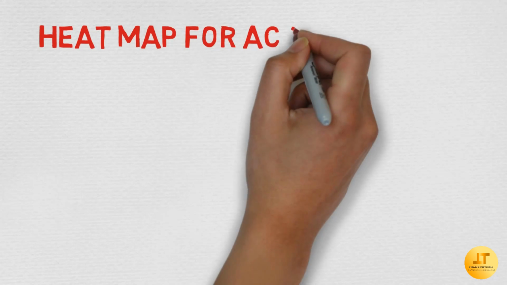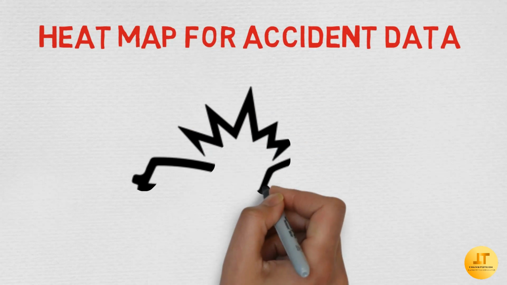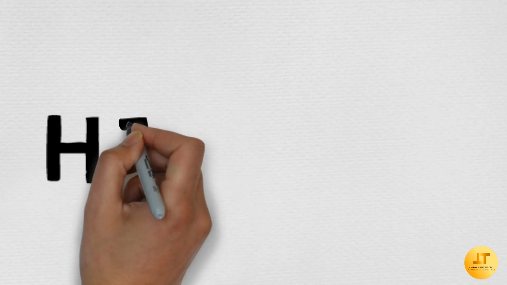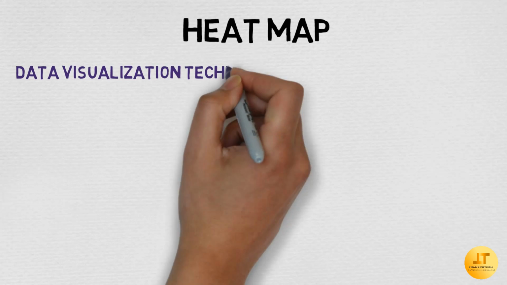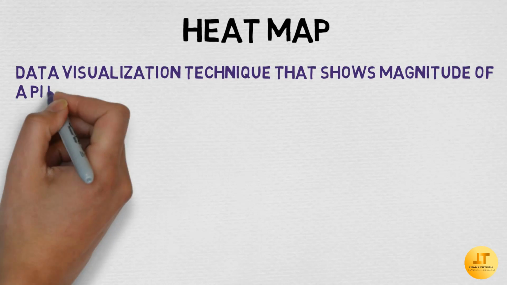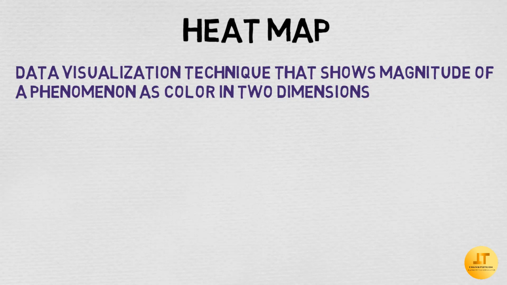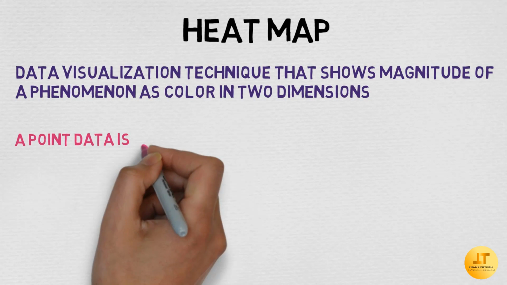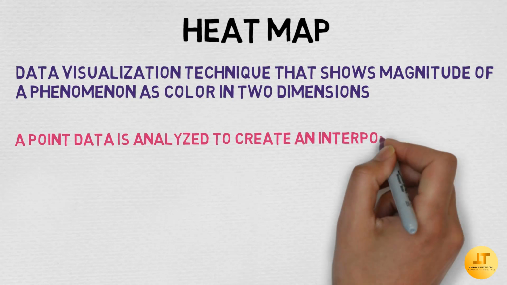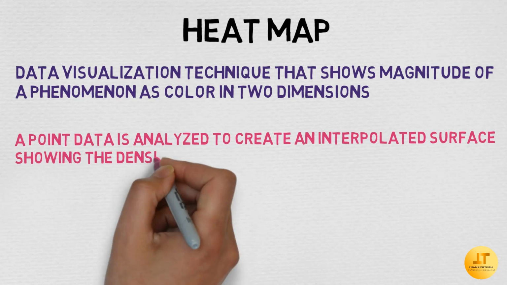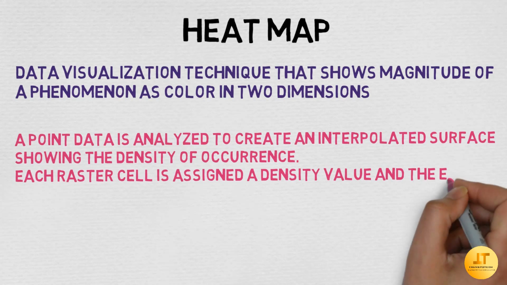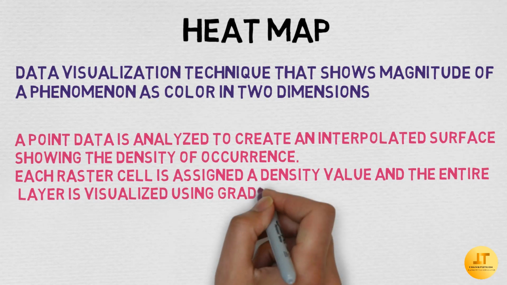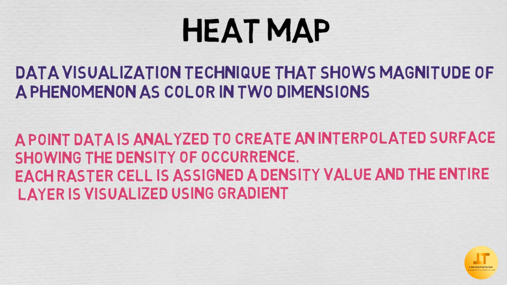Hello everyone. Today we'll see how to prepare heat maps using QGIS for accident data. So first of all, we'll see what heat maps are. A heat map is a data visualization technique that shows magnitude of a phenomenon as a color in two dimensions. Or we can also say that point data is analyzed to create an interpolated surface showing the density of occurrence. Each raster cell is assigned a density value and the entire layer is visualized using a gradient. This point will be more clear when we start preparing a heat map in QGIS.